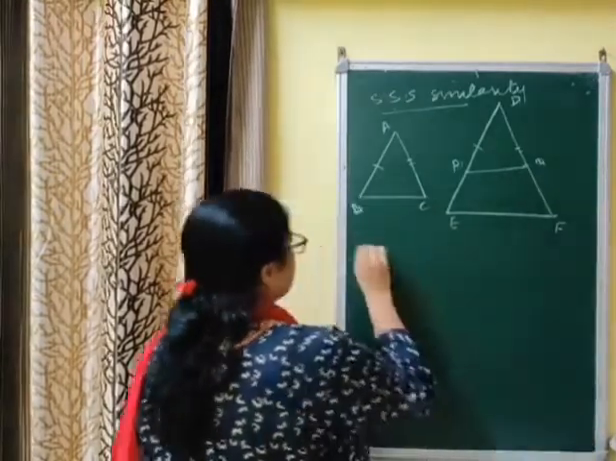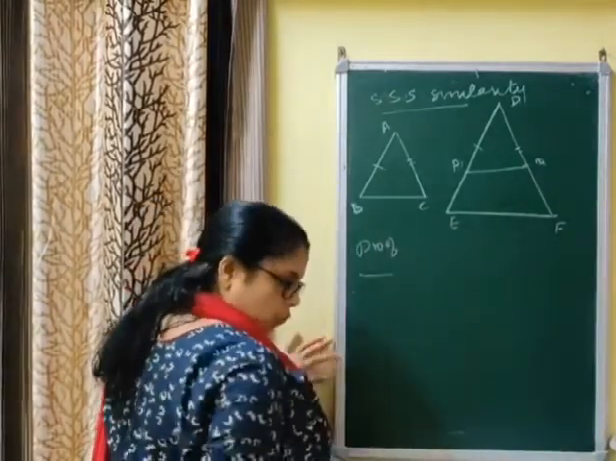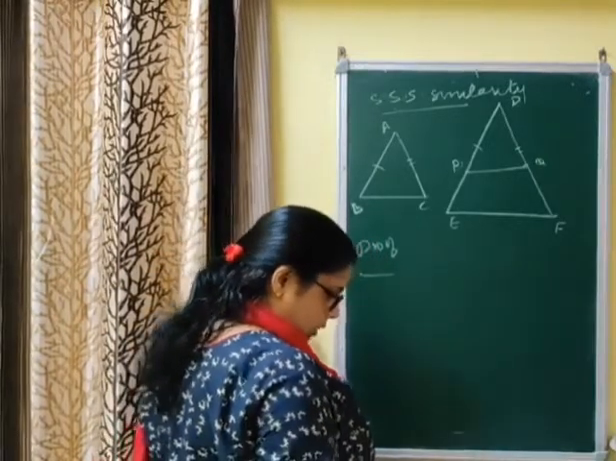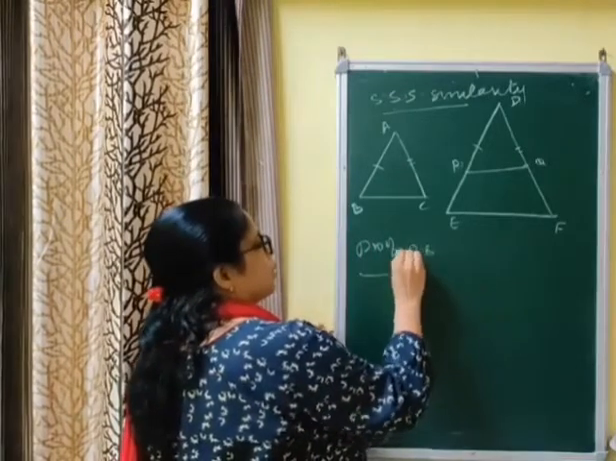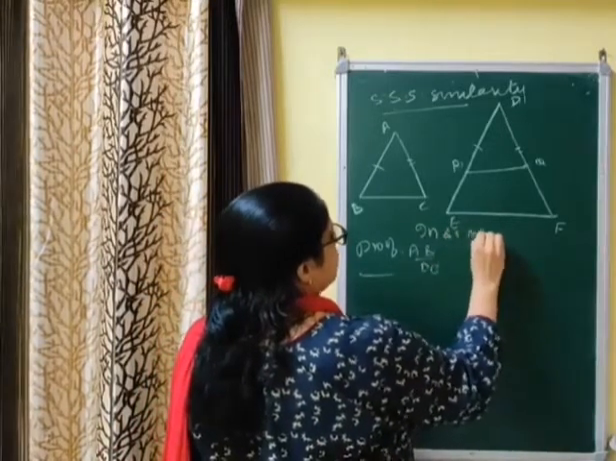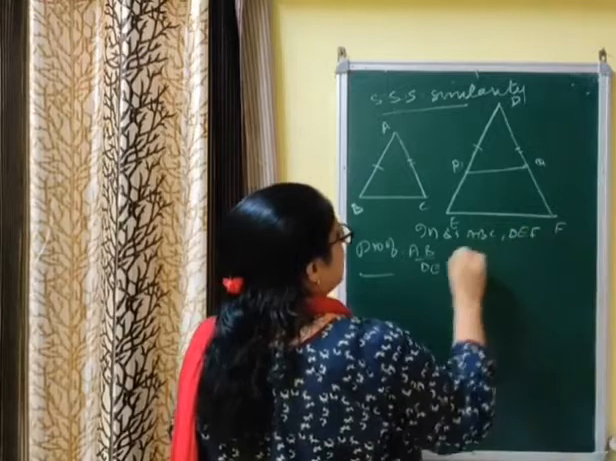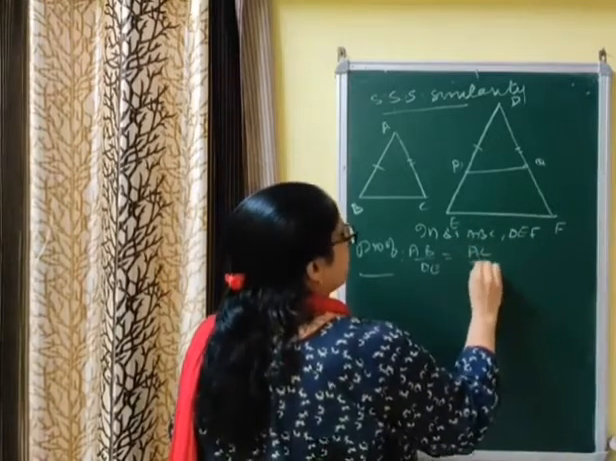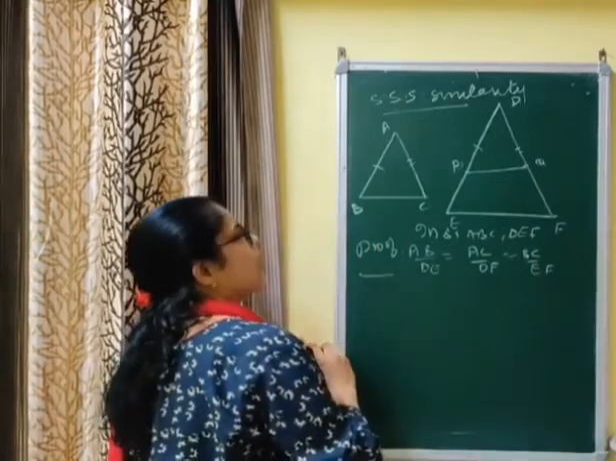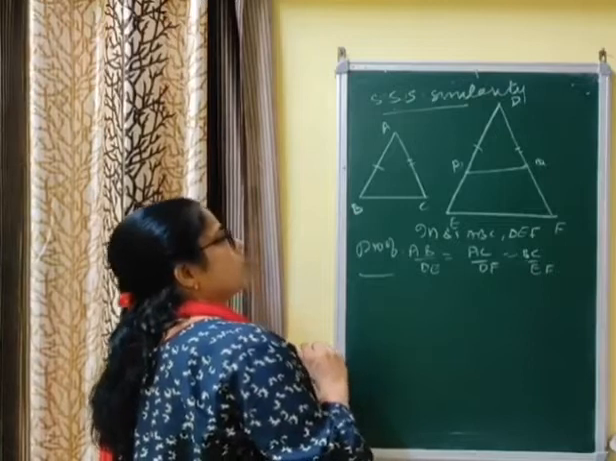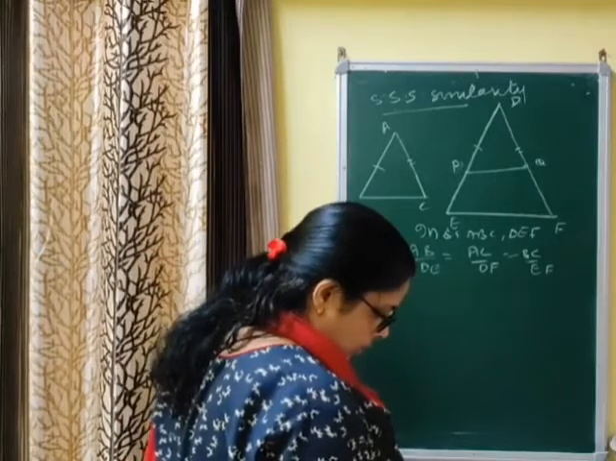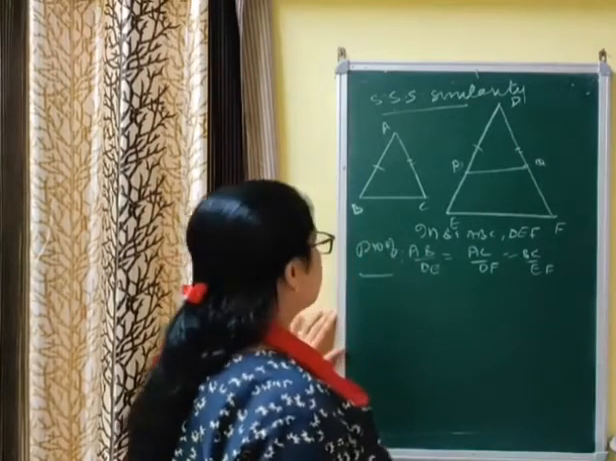Now the proof. How can you prove it? First of all, you will prove that the triangles are congruent. After that, we will proceed. How can we prove these triangles are congruent? In triangles ABC and DEF, you are given that AB by DE is equal to AC by DF is equal to BC by EF. Now you have to prove that triangle ABC is similar to triangle DEF.